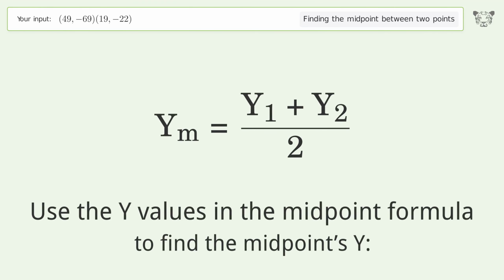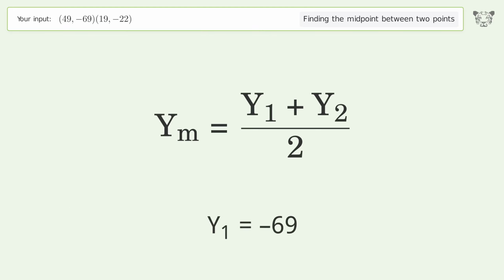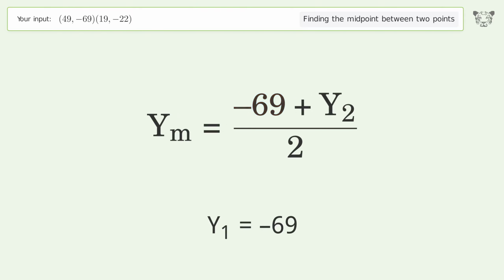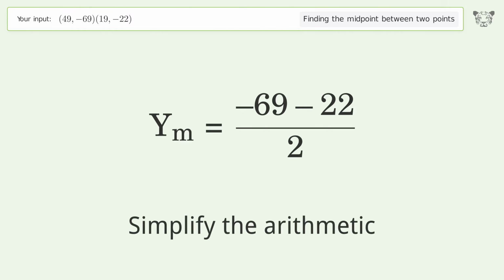Use the y values in the midpoint formula to find the midpoint's y. y1 equals negative 69. y2 equals negative 22. Simplify the arithmetic.